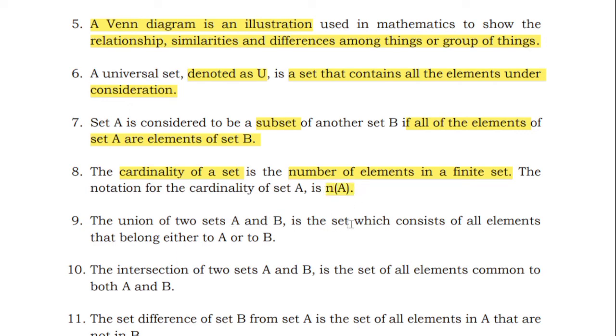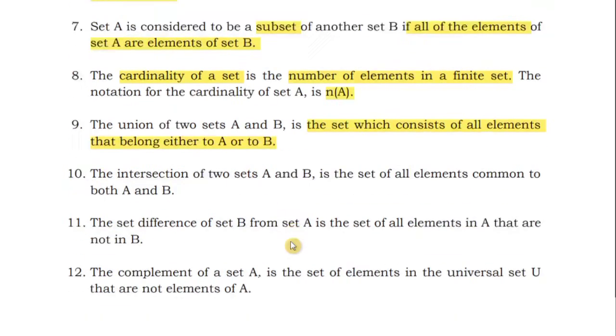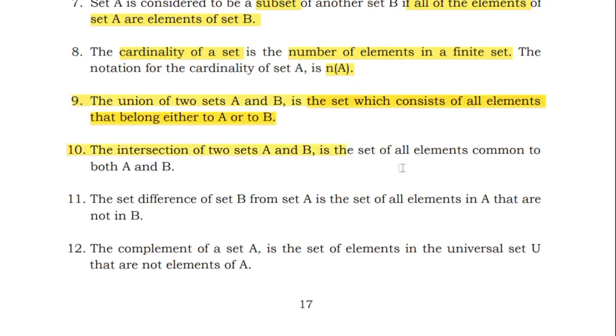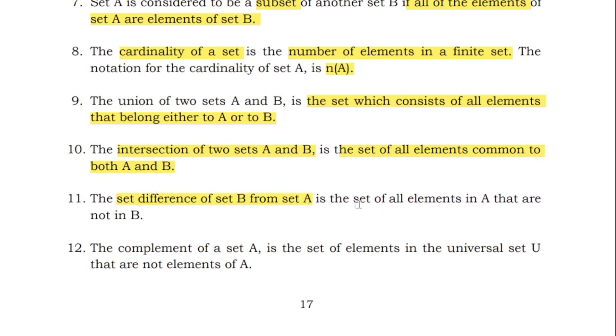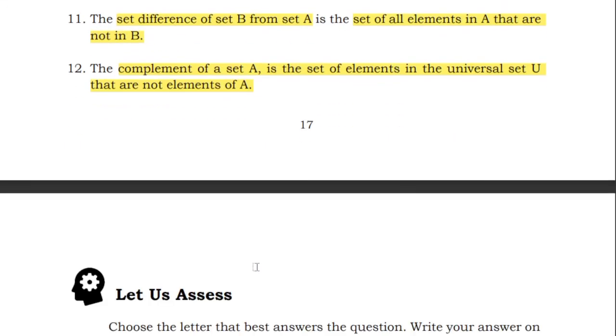The union of two sets is the set of elements which can be found in either A or B. Then, if the elements are common to both, this is what we call the intersection of two given sets. The difference of sets, A minus B, is a set of elements in A that are not in B. Then the complement of a set is a set of elements that are not elements of A.